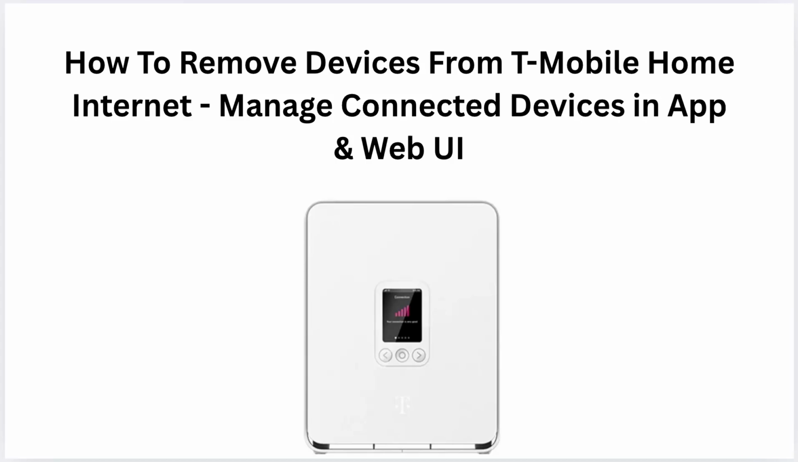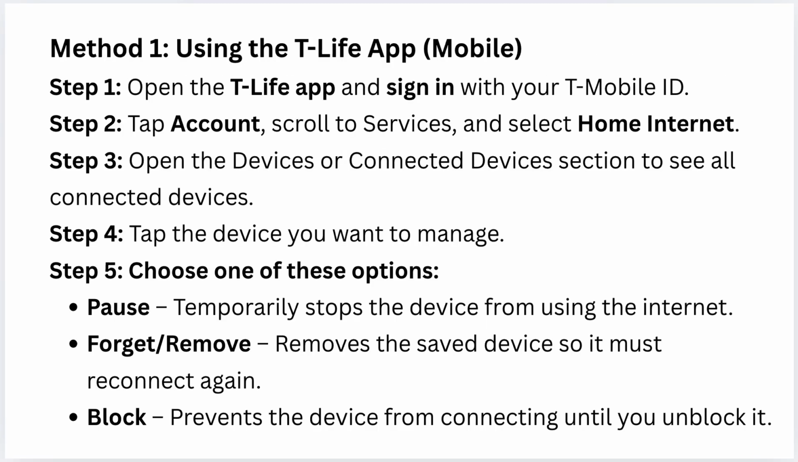Hey everyone, in this video we will see how to remove devices from T-Mobile home internet and manage connected devices in the app and web UI. Method first, using the T-Life app. Open the T-Life app and sign in with your T-Mobile ID, then tap Account, then scroll to Services and select Home Internet. Open the Devices or Connected Devices section to see all connected devices.